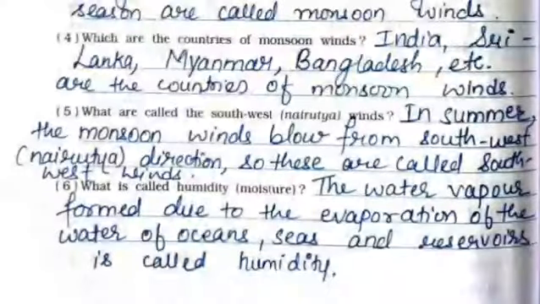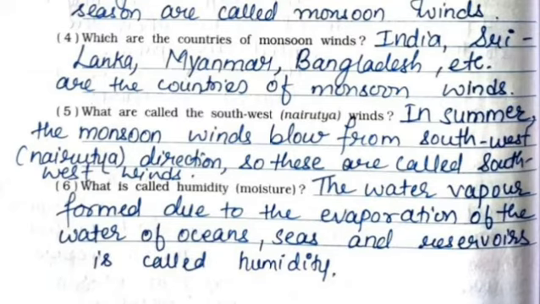Fifth, what are called the southwest, that is Nairitya winds? In summer, the monsoon winds blow from southwest, that is Nairitya direction. So these are called southwest winds. Sixth, what is called humidity, that is moisture? The water vapor formed due to the evaporation of the water of oceans, seas and reservoirs is called humidity.